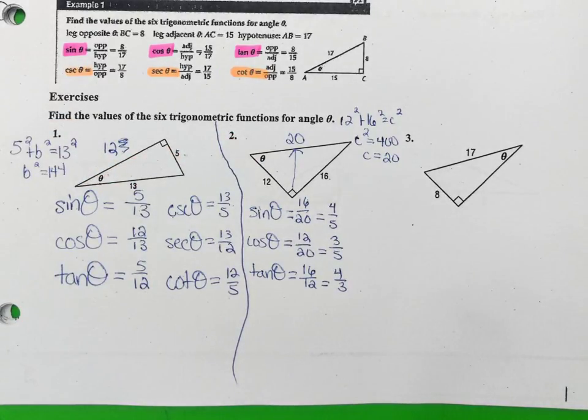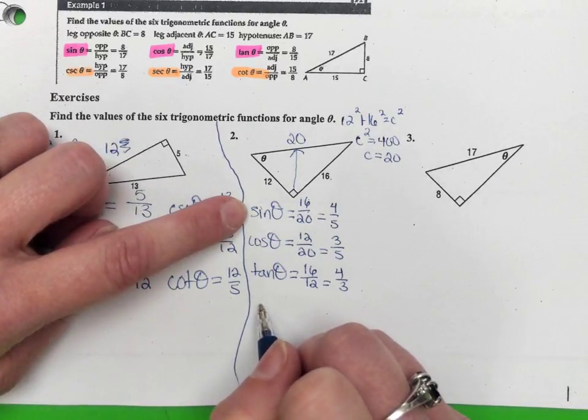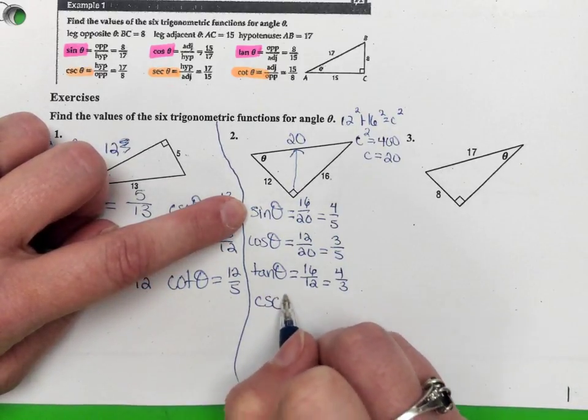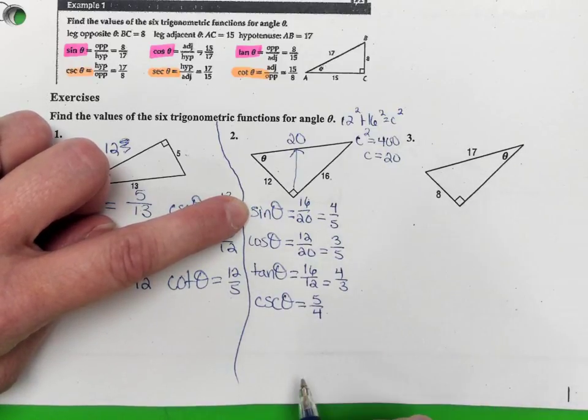Bless you. Y'all okay? Okay, what's the opposite of sine? Which one? Cosecant, very good. Just switch your sign. Instead of 4 over 5, it's 5 over 4.